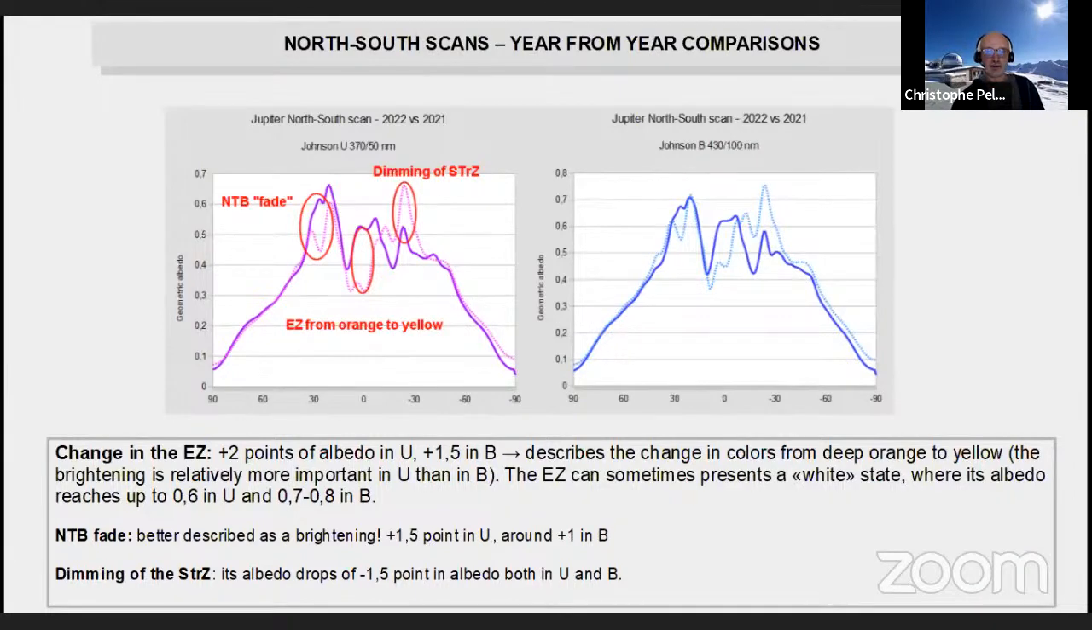You can see also the NTB fade, which, by the way, would better be described as a brightening. And we can measure 1.5 points of albedo more in U and around 1 more in blue. And to the contrary, there is a dimming of the subtropical zone with a drop of albedo of 1.5, both in U and B.